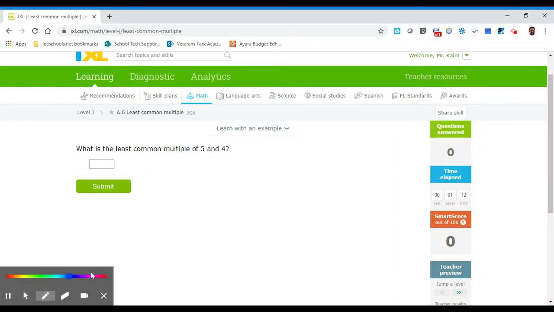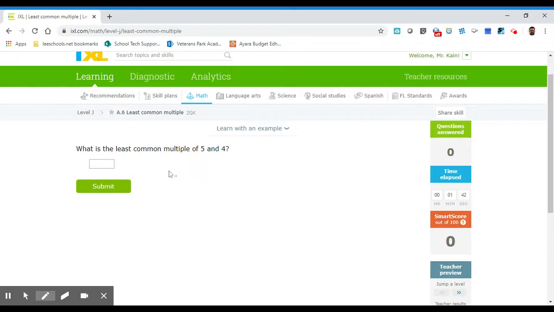So the way we do least common multiple is we list their prime factors, just like we would do greatest common factor, but we are going to be doing some more multiplication. And if you are struggling to remember, just remember multiple, least common multiple, multiplying. You're going to be multiplying. Okay, so what is the least common multiple of 5 and 4?